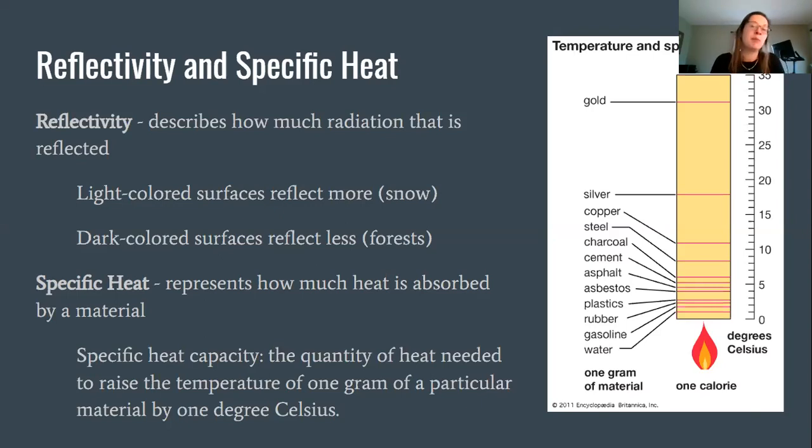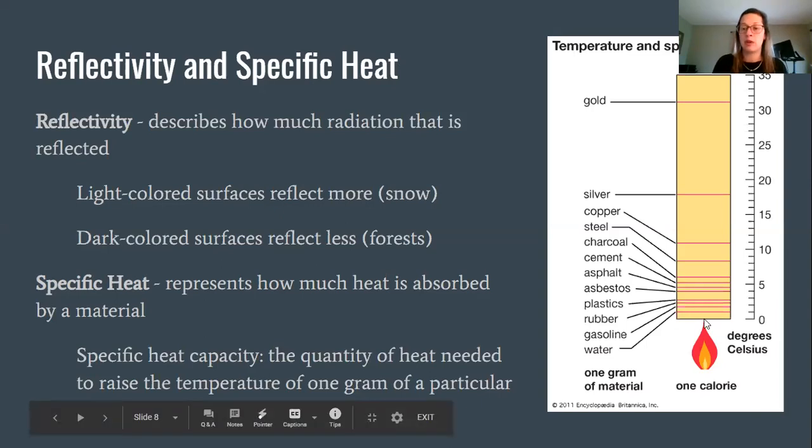Specific heat is kind of how much is absorbed. Specific heat capacity is the formal term, and it's the amount of heat that's needed to raise the temperature of a sample. And there are certain numbers attached. So it's the specific value of heat energy that's required to heat 1 gram of your sample 1 degree Celsius. And if it has a high specific heat, it means it takes a lot of energy to heat it up. Water has a high specific heat. You see it at the bottom of this graph.